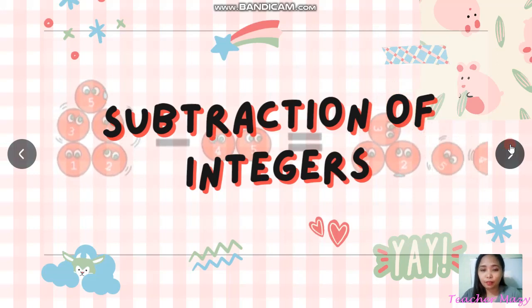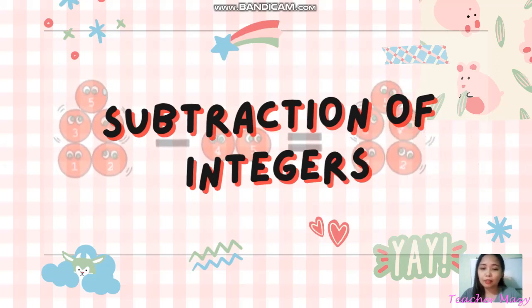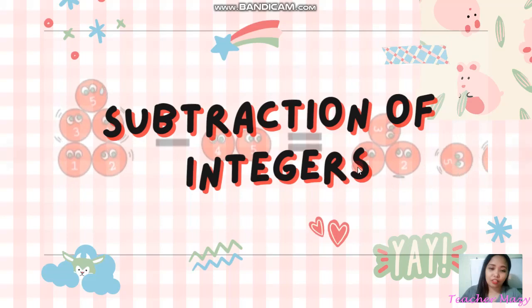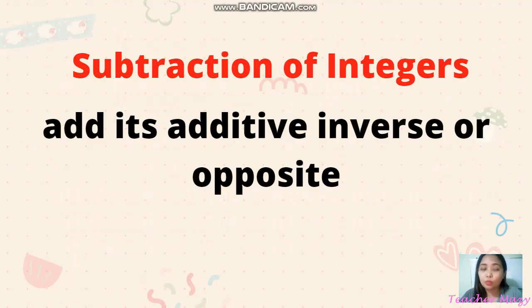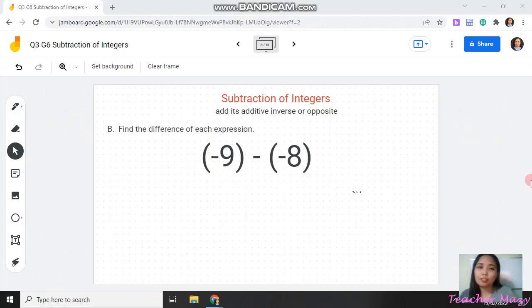And for this video, I will discuss the subtraction of integers. So how do we subtract integers? There is only one rule in subtraction of integers. All you have to do is to add its additive inverse or opposite. Okay, so let's use the following examples to fully understand how to subtract integers.